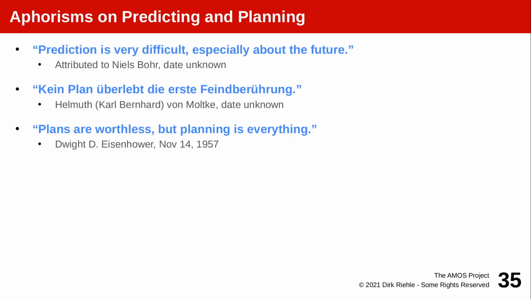So here are some fun aphorisms about how difficult it is to plan correctly, because you are predicting the future. Prediction is very difficult, especially about the future. If you could predict the future correctly, I wouldn't be here. I would be speculating in the stock market. Well, I wouldn't be speculating, I would just be making a lot of money if I could predict the future. Plans are worthless, but planning is everything.